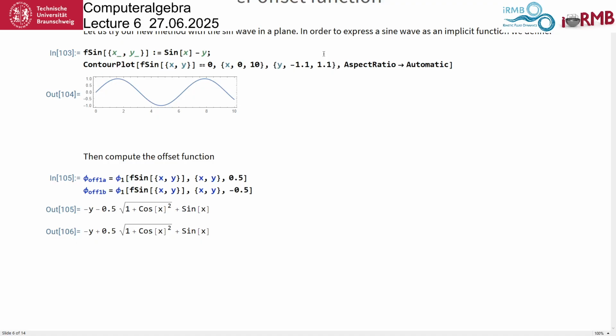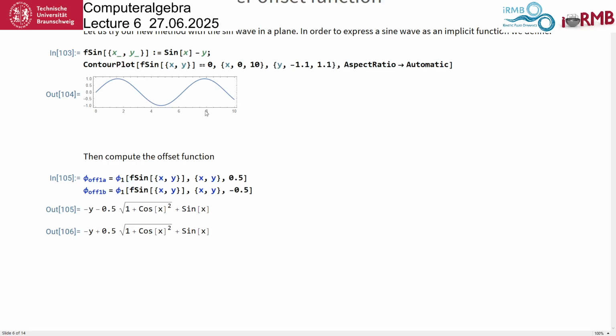Using the first order offset function, what we can now do is we define a function, for example, this sine function. So how would we do this? We take sine x minus y. So how do we define the function? We have y is equal to sine x. And now we are looking for a 0 contour, so we put the y on the other side, so this would be 0, right?